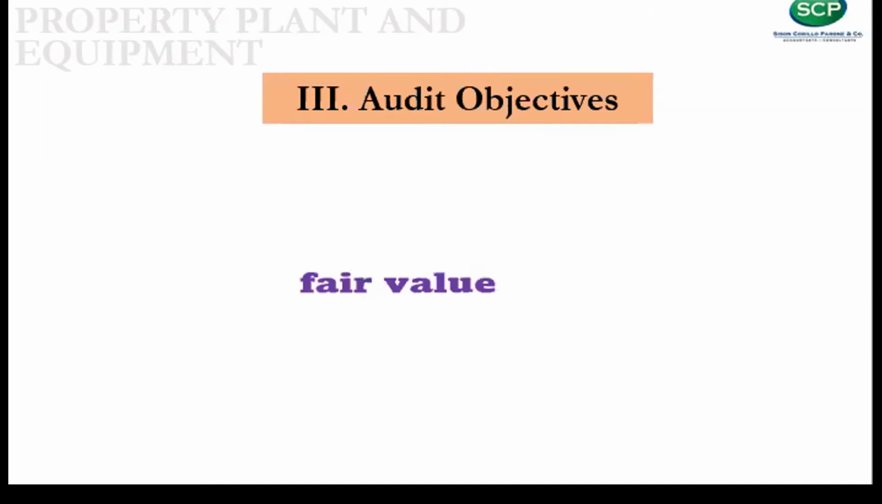An error or misstatement in any of these factors, cost or fair value, accumulated depreciation, and accumulated impairment losses, will result in error or misstatement in the carrying balance of the fixed assets account. Accordingly, the audit procedures that will be performed on the account should be able to ascertain that the cost or fair value of the fixed assets, including the related accumulated depreciation and impairment losses, are correct following the provisions of the accounting framework the company uses.